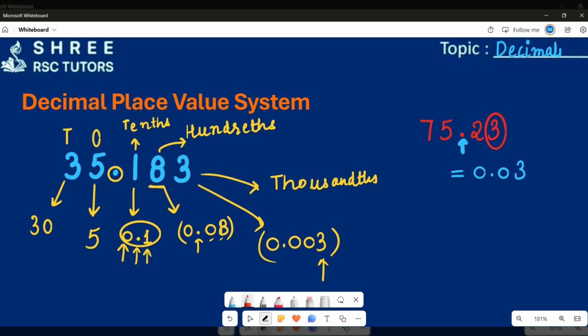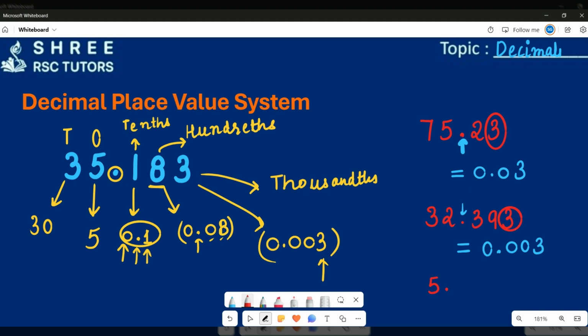Let's do another question. For example, let's say I have 32.393. If I ask you about the place value of this 3 that I've circled, as I can see, it is at the third place after the decimal. That means it is at the thousandths column. So the place value of this 3 is going to be 0.003. Let us do one more question.